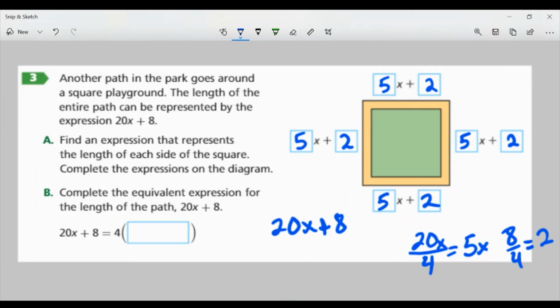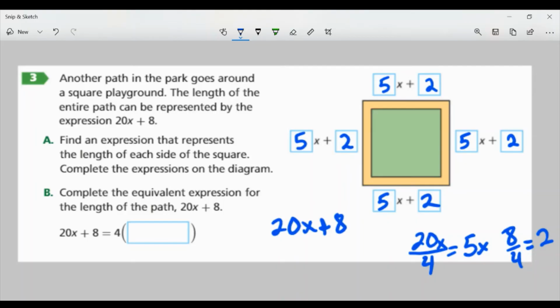Now, I can check this, of course, if I go 5 plus 5 is 10, plus another 5 is 15, plus the fourth 5 would be 20x, right? That would be 20. 4 2's would give me 8. So those definitely equal 20x plus 8.